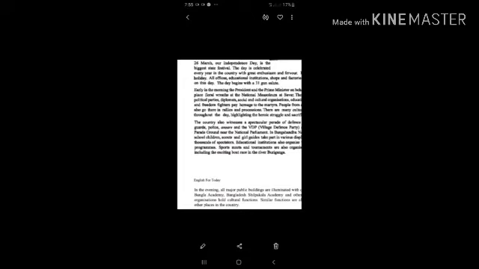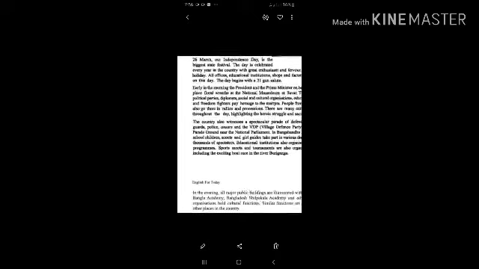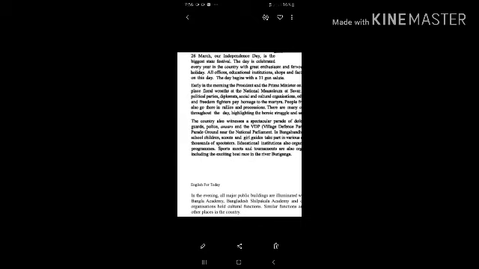Okay, dear students, now I will read out the text. You will listen to me very carefully because you have to give me some answers from this text. Okay, now I am going through the text. 26 March or Independence Day is the biggest state festival. That means 26 March is our Independence Day and it is the biggest state festival.